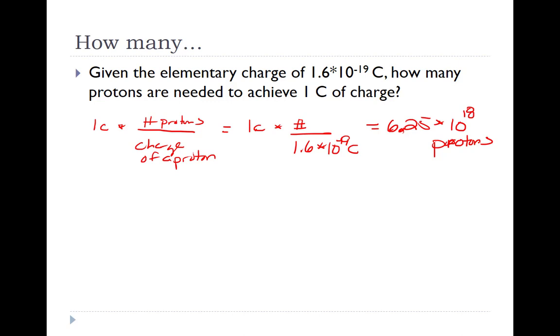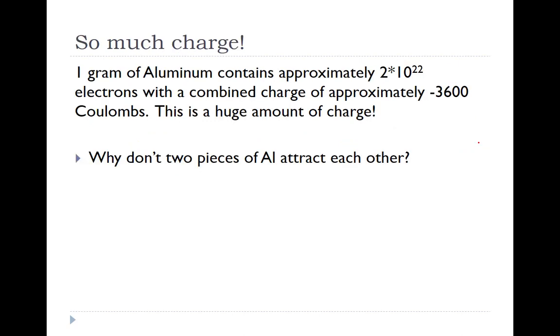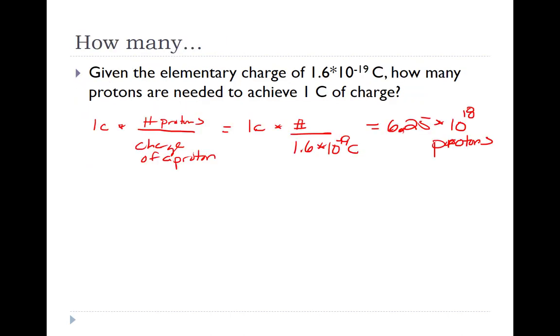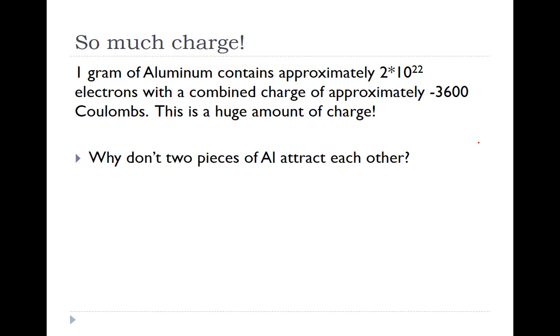But to give you a little bit more perspective, let's think about this. We have 1 gram of aluminum. That contains roughly 2 times 10 to the 22nd electrons. Now, remember, 6 times 10 to the 18 protons is 1 coulomb of charge. So if we look at 2 times 10 to the 22nd electrons, that's roughly negative 3,600 coulombs. This is a huge amount of charge in just 1 gram of aluminum. Or at least a huge amount of charge contained in the electrons in that 1 gram of aluminum.